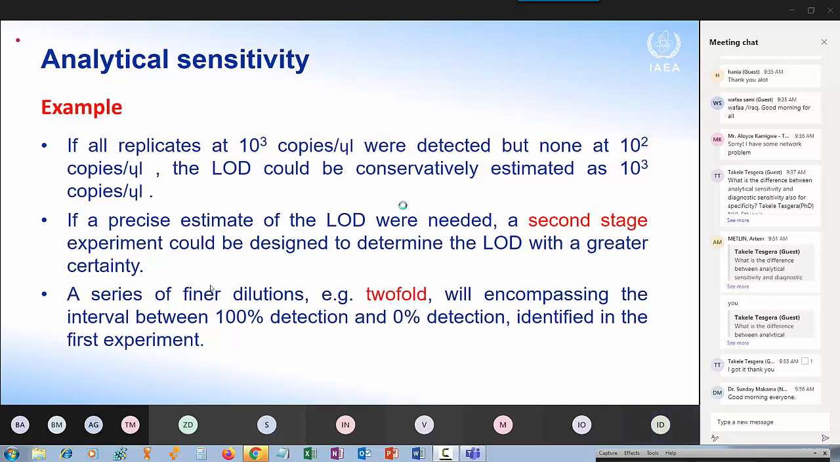If we would like a more precise estimation of the limit of detection, it is needed to perform a second stage experiment in which we will determine the limit of detection with greater certainty. This series of dilutions will require two-fold dilution of the samples, from one sample before the last detected in the 10-fold dilution series, and this will encompass the interval between 100% detection and 0% detection performed with the previous experiment when we performed a 10-fold dilution series and detection of the analyte.